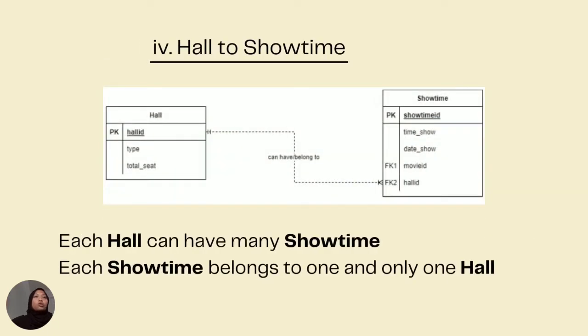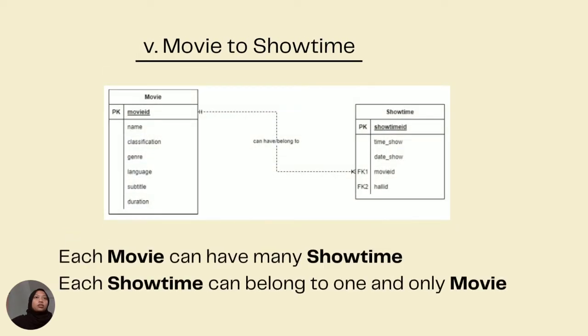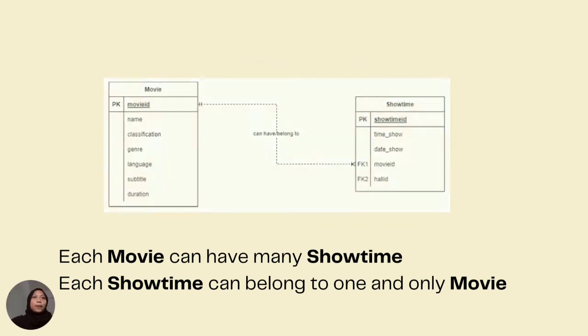Right now is hall to showtime. Hall to showtime is a one-to-many relationship. One hall can have many showtimes, but each showtime belongs to one and only one hall. Next is movie to showtime. Movie to showtime is a one-to-many relationship. Each movie can have many showtimes, but each showtime can belong to one and only one movie.